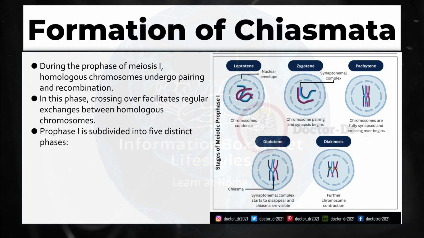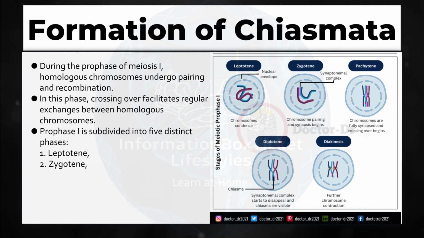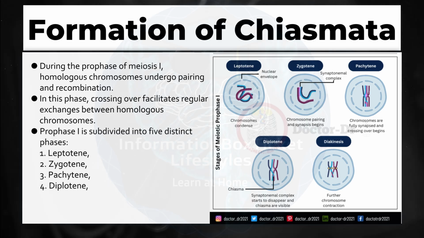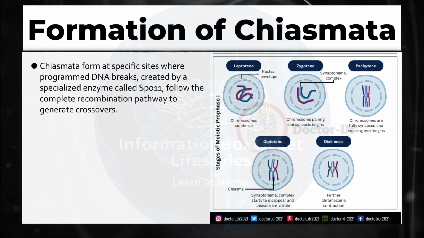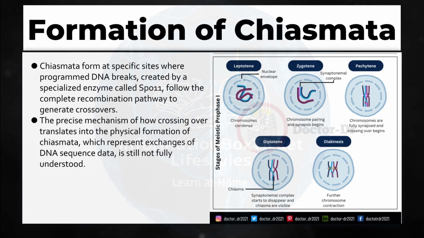Prophase I is subdivided into 5 distinct phases: leptotene, zygotene, pachytene, diplotene, diakinesis. Chiasmata form at specific sites where programmed DNA breaks, created by a specialized enzyme called SPO11, follow the complete recombination pathway to generate crossovers. The precise mechanism of how crossing over translates into the physical formation of chiasmata, which represent exchanges of DNA sequence data, is still not fully understood.